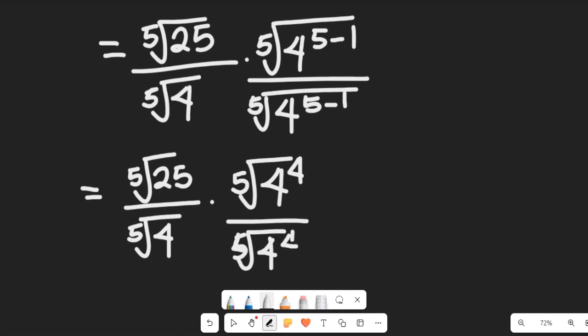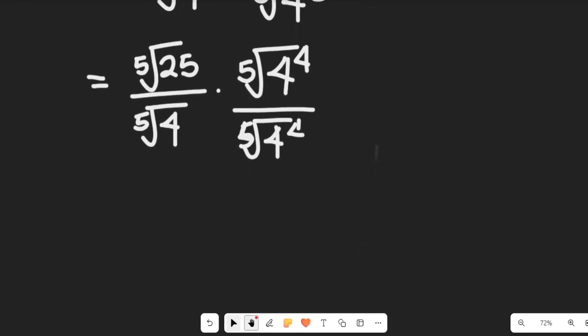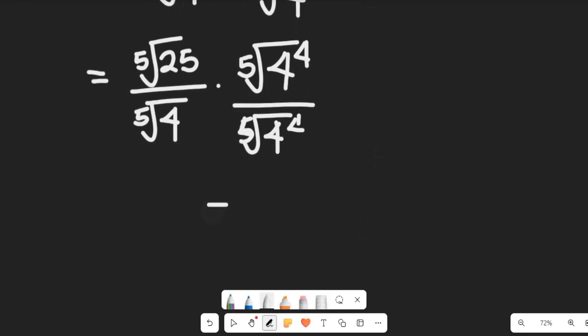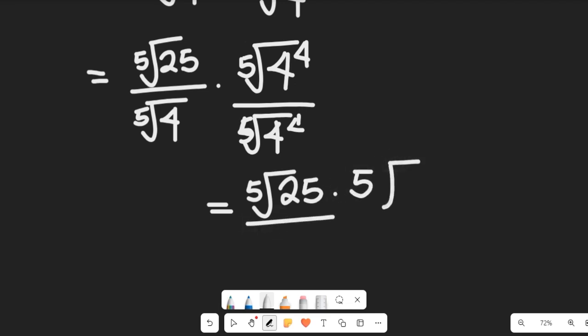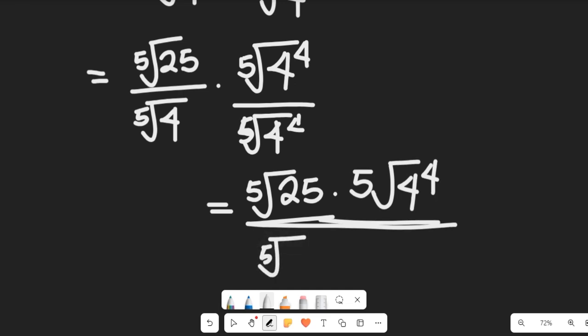When I simplify that, this will multiply this and this will multiply this, and that expression will now give me the fifth root of 25 multiplied by the fifth root of 4 to the power of 4, and this will give me the fifth root of 4 multiplying the fifth root of 4 to the power of 4.